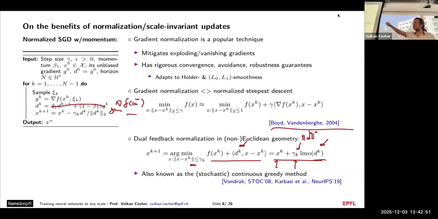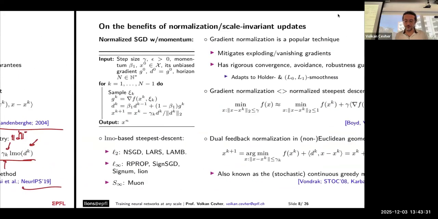It turns out that this algorithm is known as the stochastic continuous greedy method. Anybody know about submodular optimization? Do people know Jan Vondrák, the husband of the late Maryam Mirzakhani? So he had this algorithm in STOC 2008 to solve combinatorial optimization problems that had the submodularity structure. And then Amin Karbasi, Aryan Mokhtari, Hamed Hassani had the convex version with the stochastic feedback momentum estimator in their NeurIPS 2019 paper.